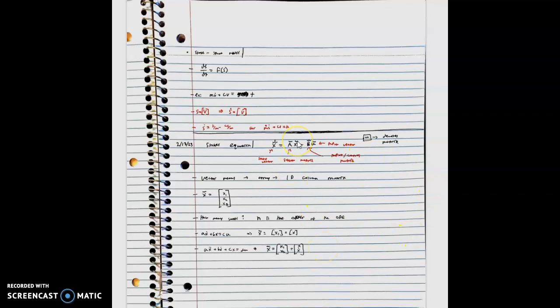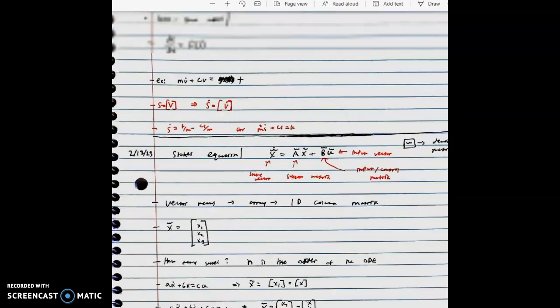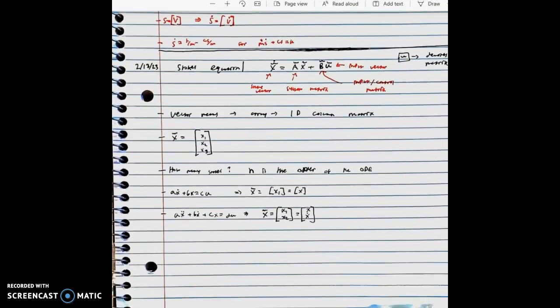So for this What Happens Wednesday, we're going to look at the state or Stokes equation, which is the x tilde dot, which is your state vector, equals your A tilde, your system, x tilde plus B tilde, which is your input control matrix, and then your u tilde, which is your input vector, or I guess force.